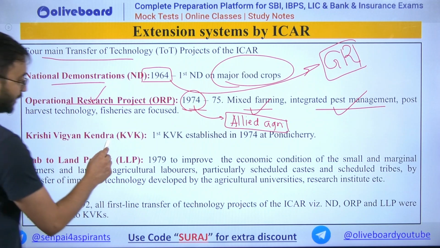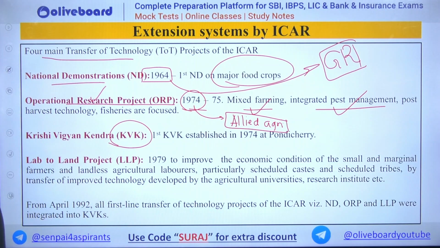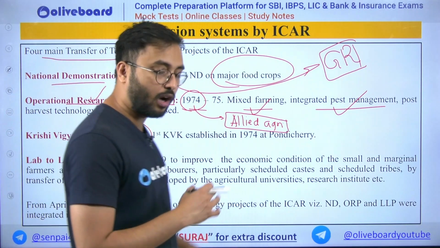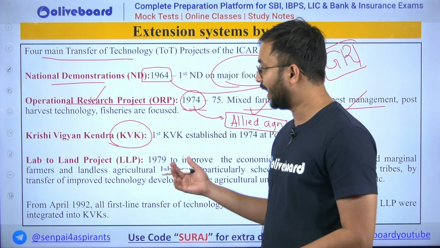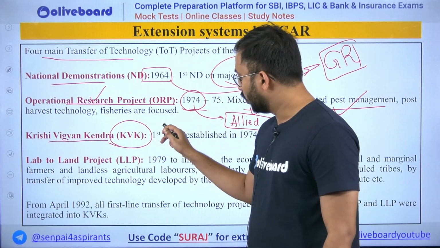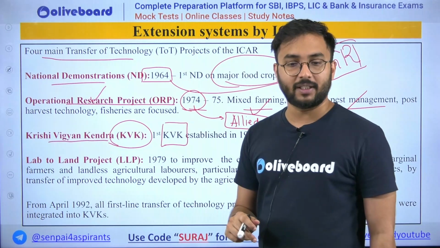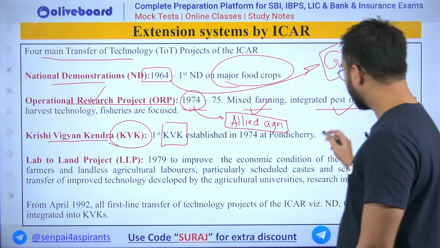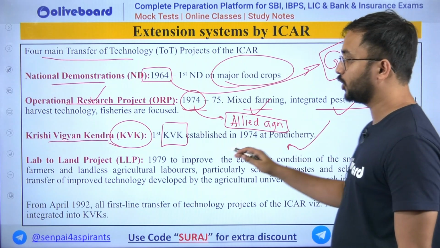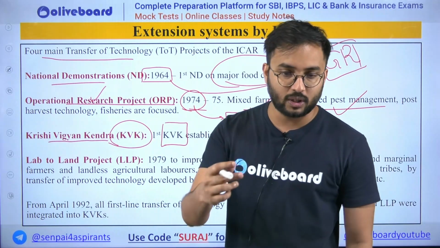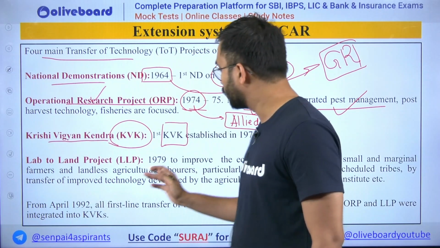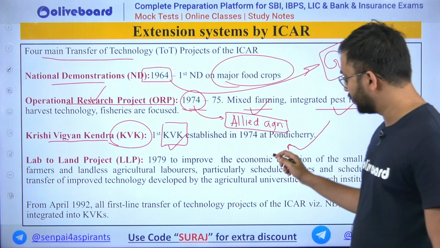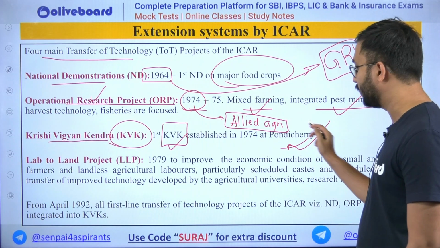Then Krishi Vigyan Kendra, KVK. We all would know, to improve your agriculture you need technology, assistance of technology. Now Krishi Vigyan Kendra: under whose recommendation, which is the name of the committee which resulted in the foundation of Krishi Vigyan Kendra? Please students, write it in the comment section. I am not going to give the answer this time. The first Krishi Vigyan Kendra was established in 1974 at Pondicherry.